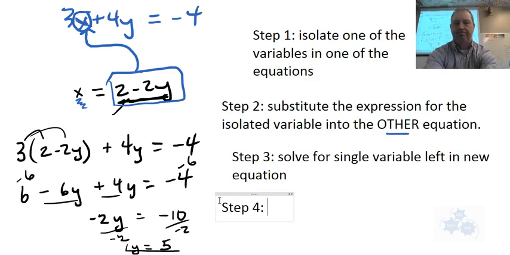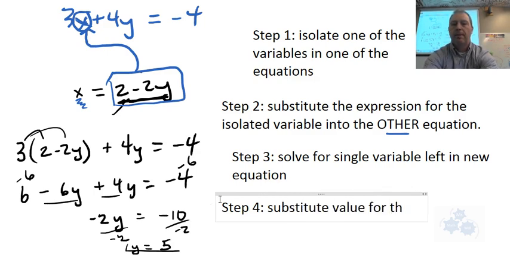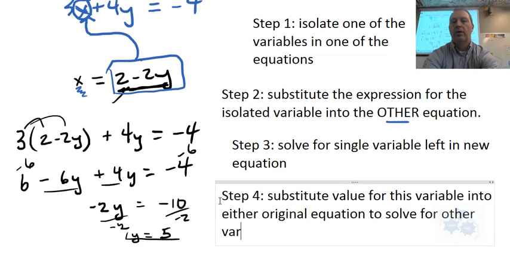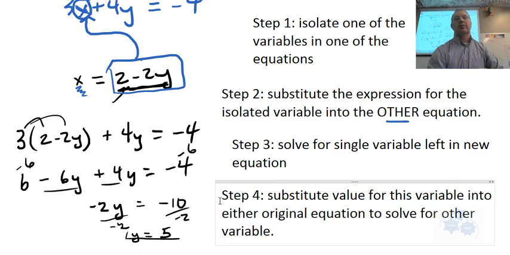Step 4. Substitute value for this variable into either original equation to solve for other variable. In this case, of course, it's going to be the x.